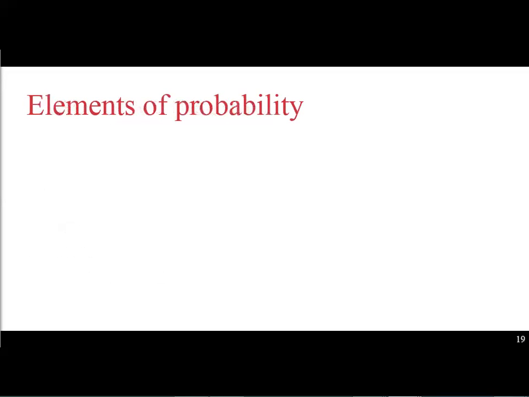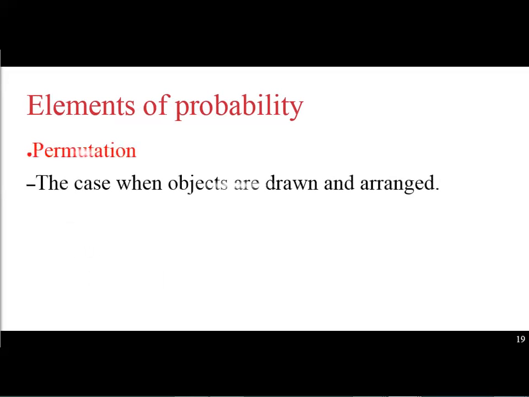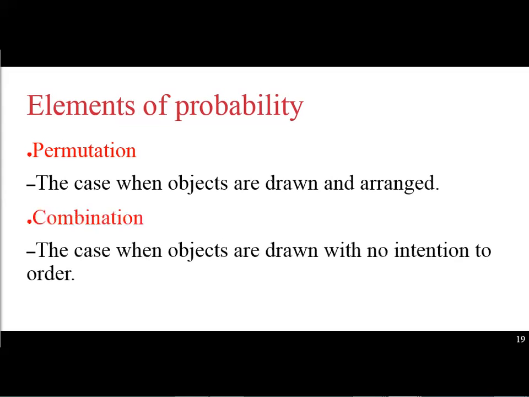Then we also have the elements of probability. I will not go deeper into the probability topic, but I will just talk about two things for the elements of probability. The first one is the permutation. Permutation is the case when objects are drawn and arranged, while combination is the case when objects are drawn with no intention to order. Those are the two most important things about probability.